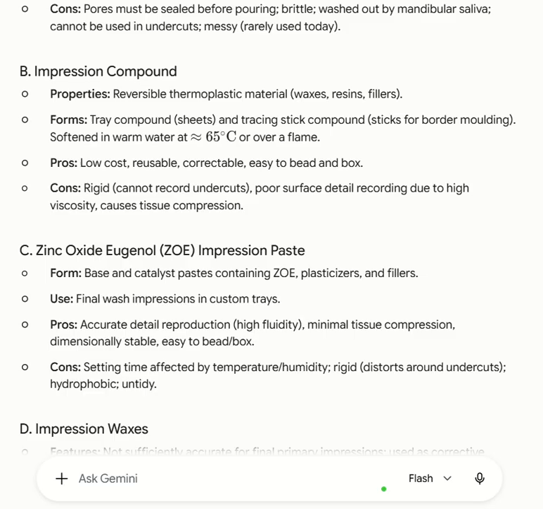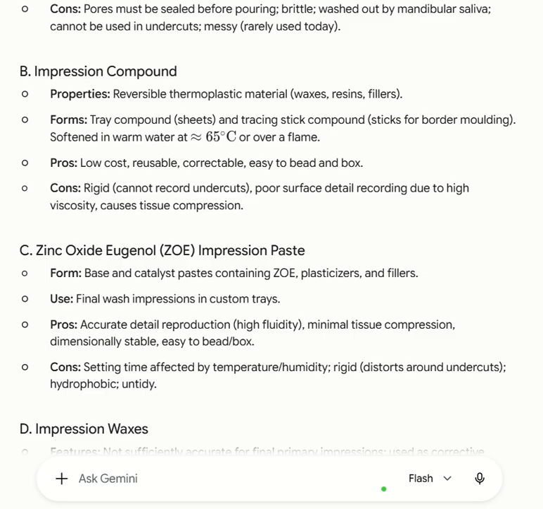Properties: reversible thermoplastic material, waxes, resins, fillers. Forms: tray compound, sheets, and tracing stick compound, sticks for border molding. Softened in warm water at approximately 65 degrees Celsius, or over a flame. Pros: low cost, reusable, correctable, easy to bead and box. Cons: rigid, cannot record undercuts, poor surface detail recording due to high viscosity, causes tissue compression.